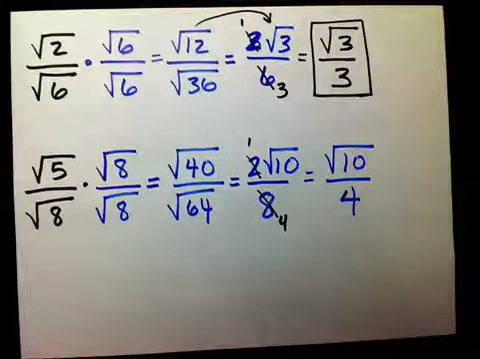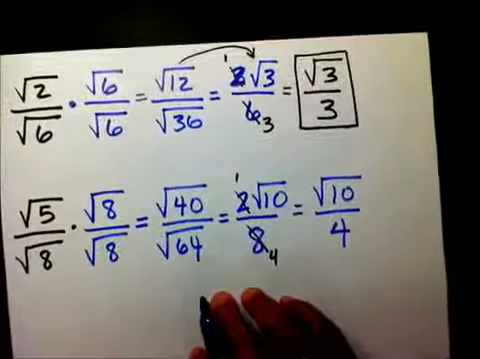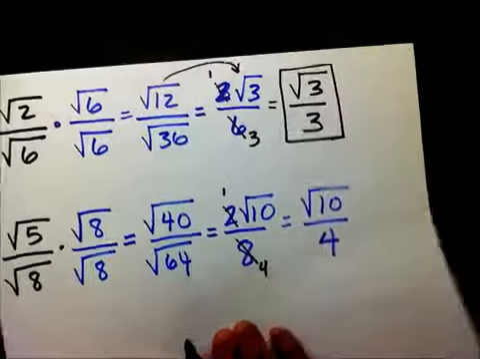Okay, I'd like to give you one and have you solve it, please. If you'll please solve this one: radical 5 over radical 4.